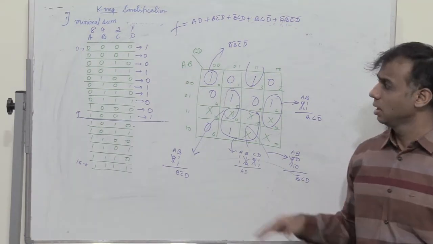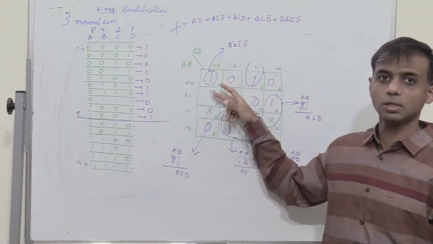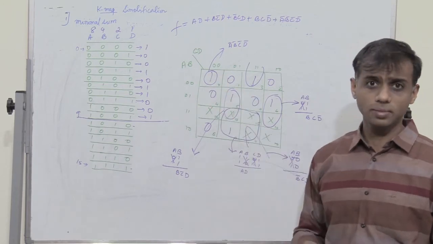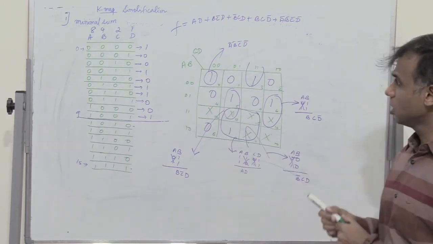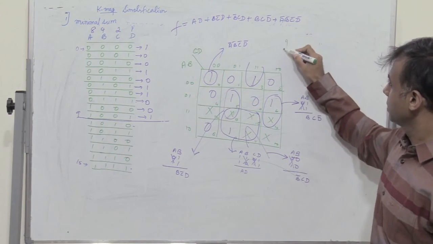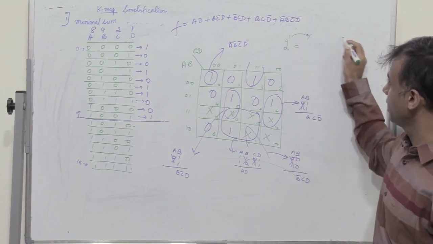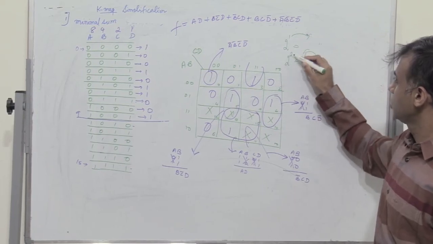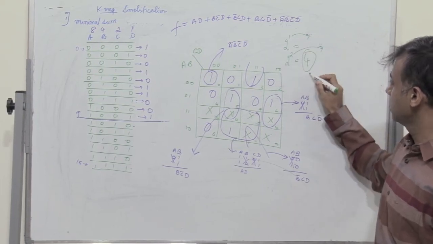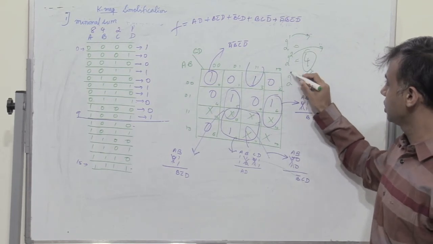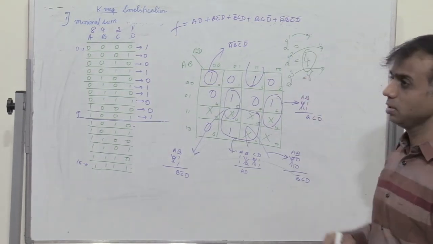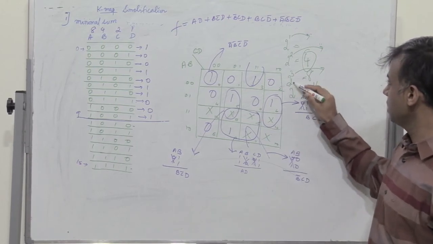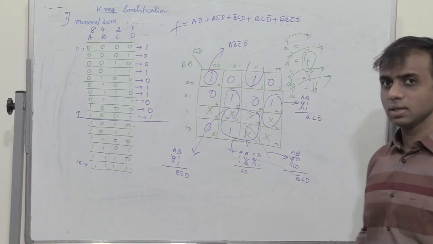Okay, and if 2 1s are grouped together, one variable gets eliminated. If 4 1s are grouped together, 2 variables are eliminated. Now that is because when you group 2 1s, it is 2 power 1, so therefore one variable gets eliminated. When you group 4 1s, which is 2 power 2, 2 variables get eliminated. When you group 8 1s, which can be written as 2 power 3, 3 variables get eliminated. And when you group 16 1s, 4 variables get eliminated.